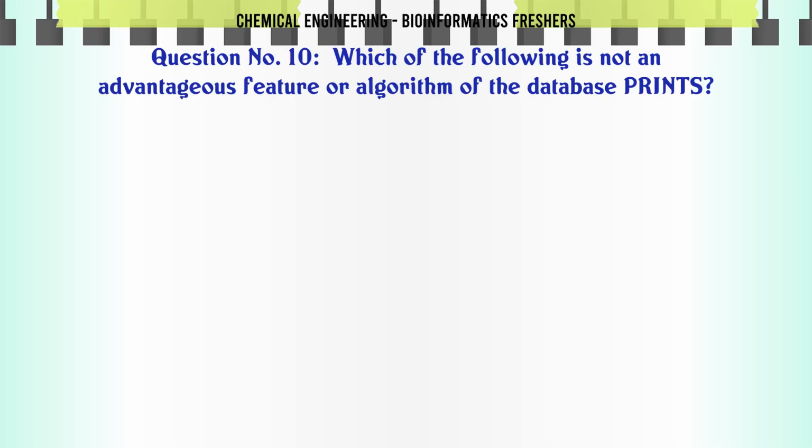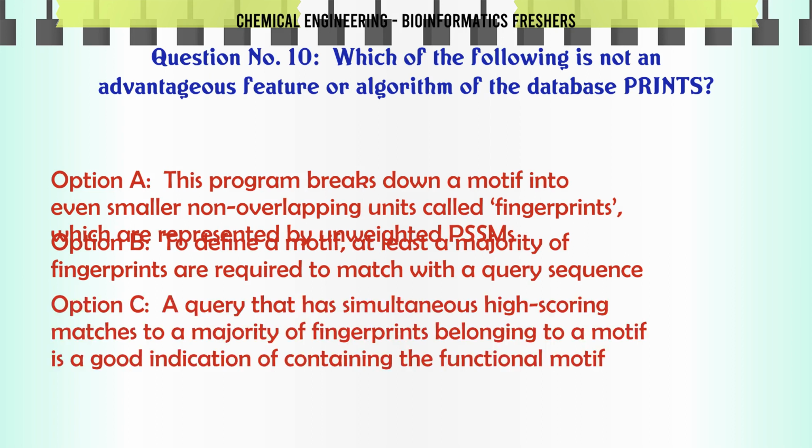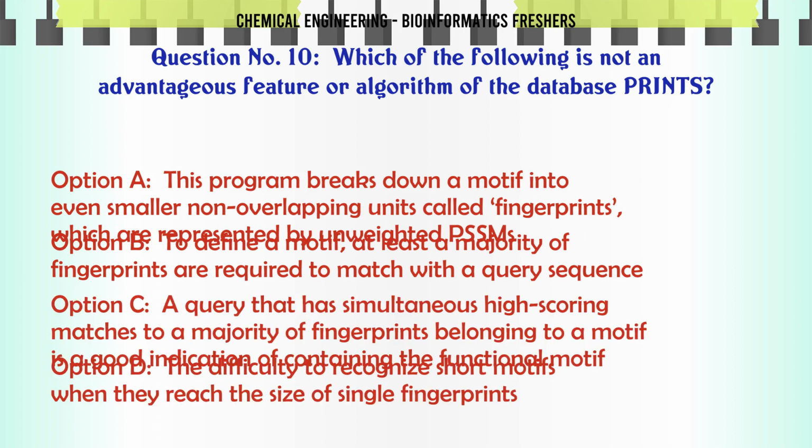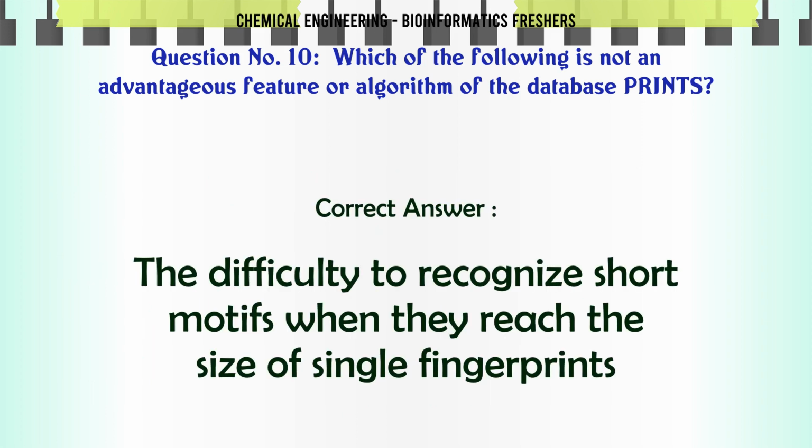Which of the following is not an advantageous feature or algorithm of the database PRINTS? A. This program breaks down a motif into even smaller non-overlapping units called fingerprints, which are represented by unweighted PSSMs. B. To define a motif, at least a majority of fingerprints are required to match with a query sequence. C. A query that has simultaneous high-scoring matches to a majority of fingerprints belonging to a motif is a good indication of containing the functional motif. D. The difficulty to recognize short motifs when they reach the size of single fingerprints. The correct answer is the difficulty to recognize short motifs when they reach the size of single fingerprints.